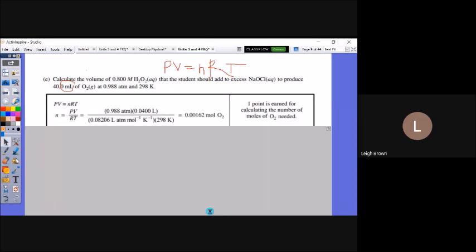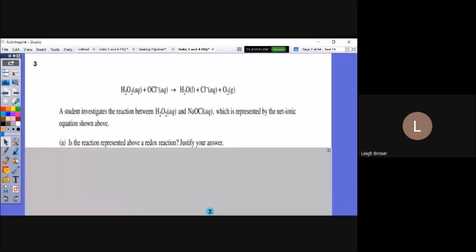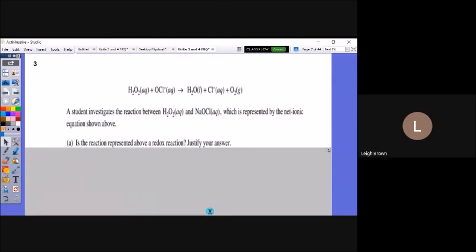Once we have moles of oxygen, this is going to be a 2-point question. You're going to get 1 point for that. That does not answer the question. The question is calculate the volume of a 0.800 molar solution of hydrogen peroxide. Well, I need to go back to my reaction. What is the relationship between oxygen gas and hydrogen peroxide? Because I know moles of oxygen gas. Oh, wow. Aren't we lucky? It's 1-to-1 again.